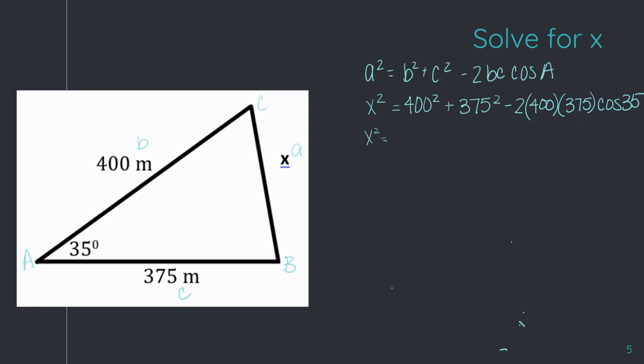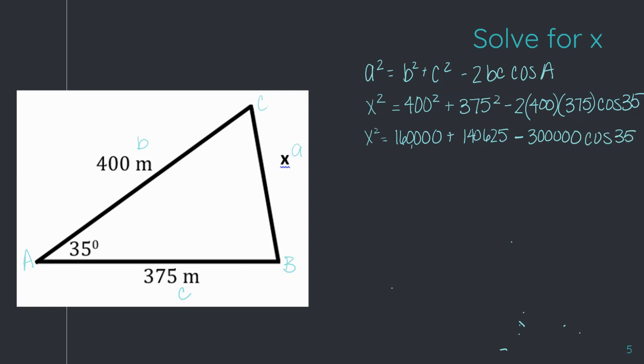which is 160,000. Make sure I get the right amount of zeros there. And 375 I'm going to square as well. That is 140,625. Now, I'm going to multiply 2 times 400 times 375, and I get 300,000. Still times the cosine of 35.